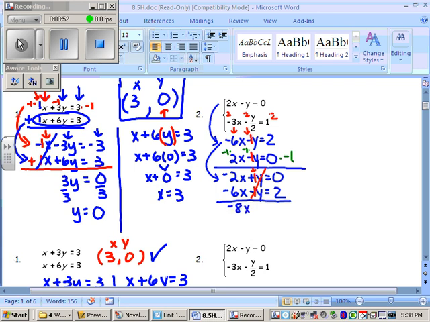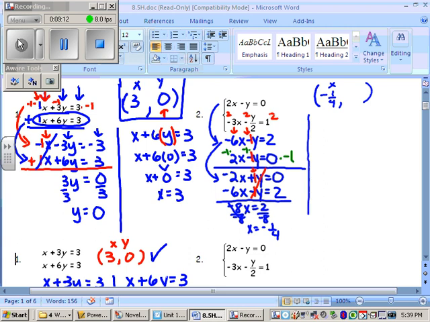So we would have negative 8x equals 2. If we divide by negative 8 and then reduce 2 over negative 8, we would get negative 1/4. So this would be half of our answer. And this value is for x.